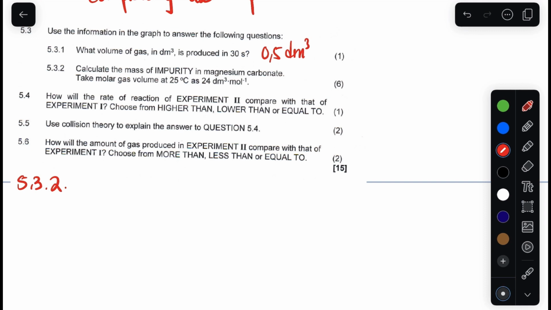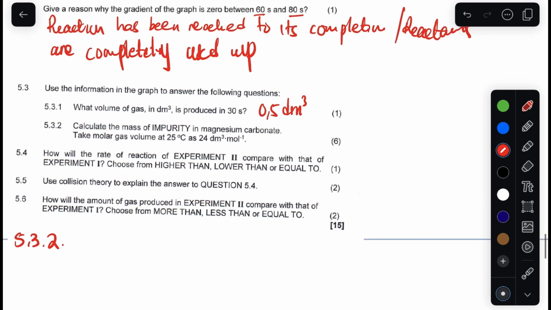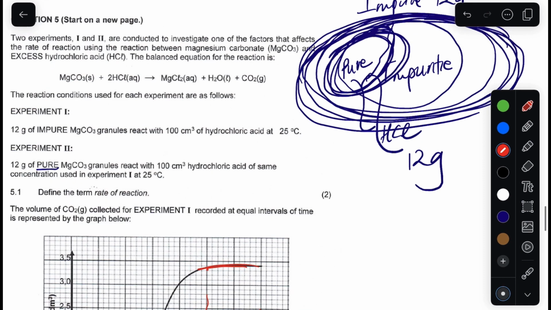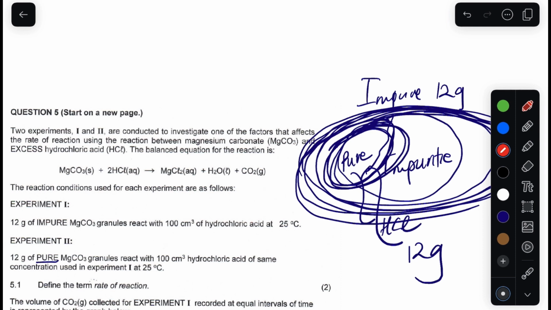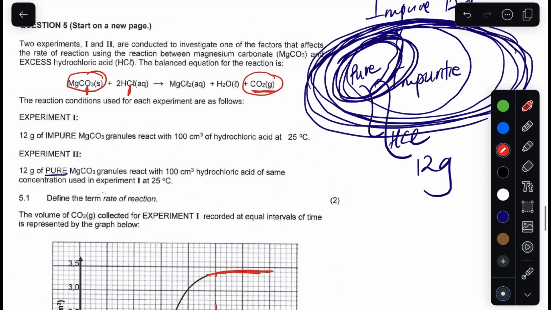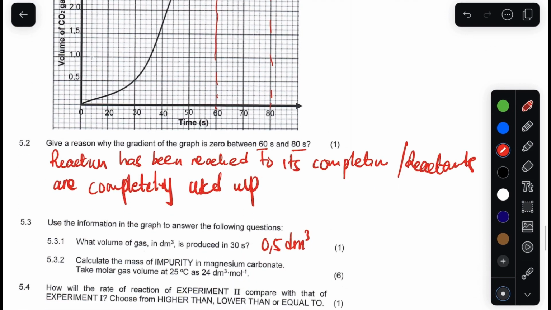Take the molar gas volume at 25 degrees as 24. Guys, from the graph, they said we must use the graph. This is the amount of carbon dioxide that was produced and collected, the entire amount that was collected. But what you need to understand is that the entire amount of carbon dioxide collected is produced when these two react. So now in this question, we wanted the impurity out of the impure sample. But what we are told here in experiment 2 is to calculate the mass of impurity of magnesium carbonate.